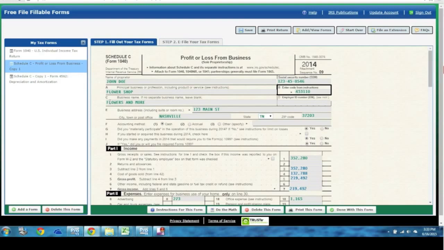So John Doe, the owner of Flowers and More, earned this amount of money from his flower shop business.